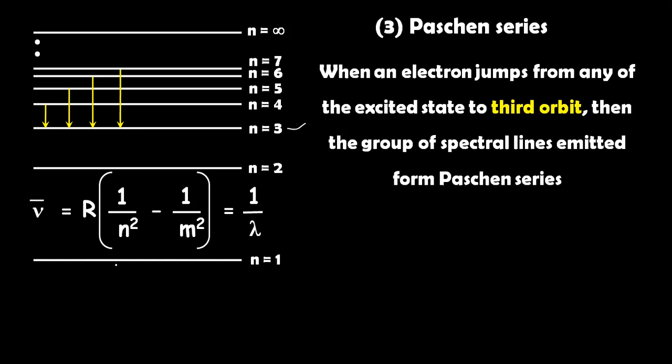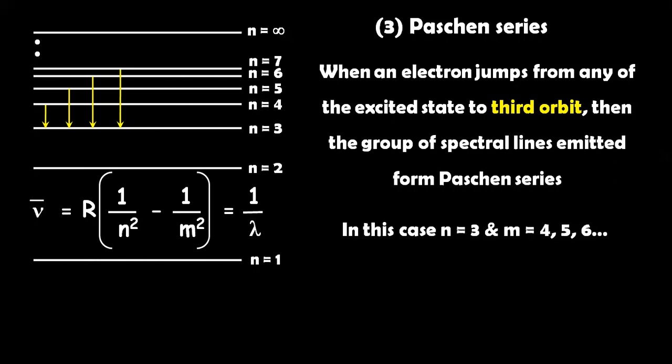So I'll be taking the n value in this expression as 3. The principal quantum numbers of the excited states from where the electron jumps to the third orbit are 4, 5, 6, 7, and so on. Thus, the value of m will be in multiples, that is 4, 5, 6, 7, etc. up to infinity. Thus, in this case, n is equal to 3 and m is equal to 4, 5, 6, etc. up to infinity.